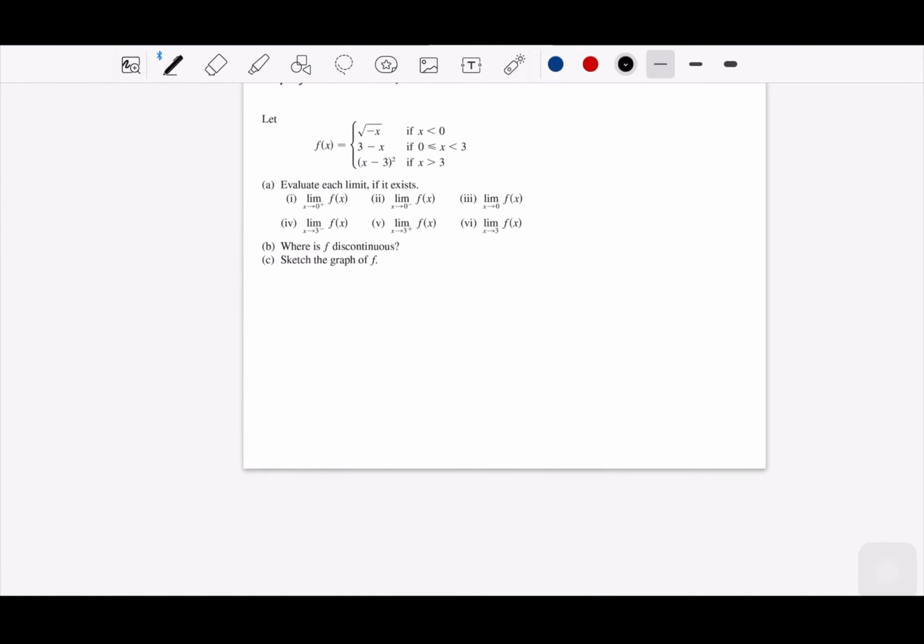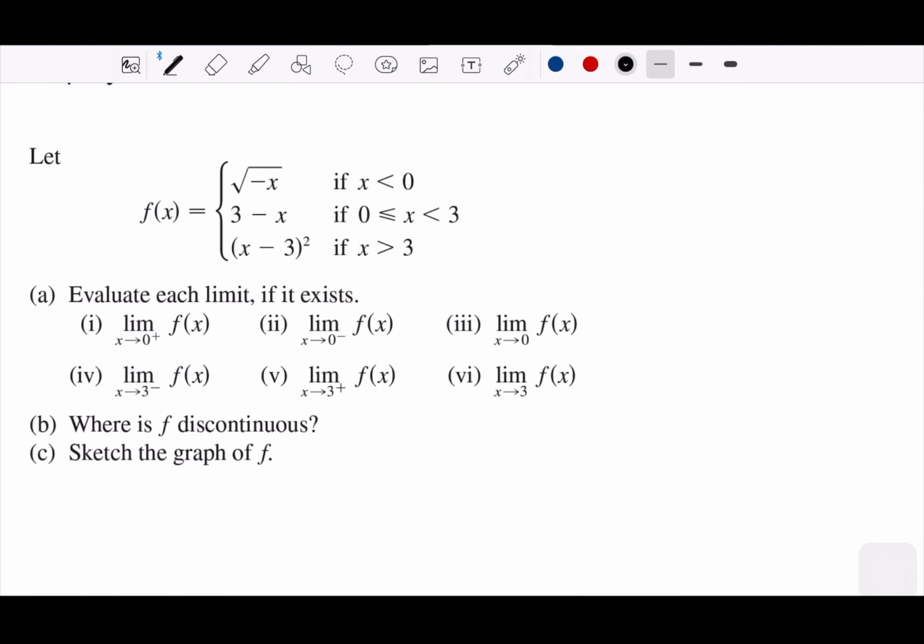Okay, now we have this question. We have piecewise defined functions. So we have the function when x is less than 0, we have this, square root of negative x. And when it's between 0, including 0, and less than 3, we have this, and when it's greater than 3, we have this. So we are going to evaluate the limit first. This is question 8.